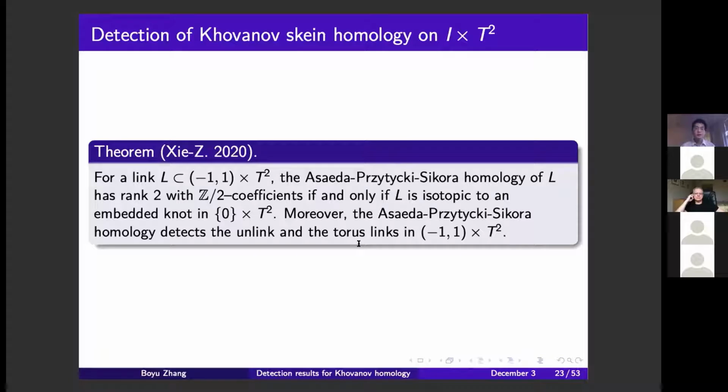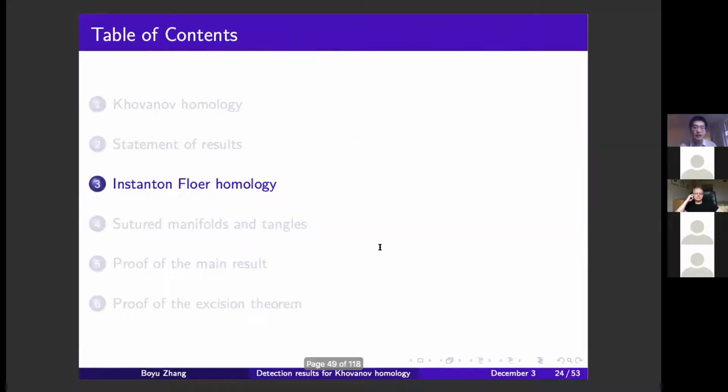Okay, so those were the statements of the main results. And now I'm going to move on to discuss some of the ingredients in the proof of the main result. In the discussion, I'll focus on the proof of the classification theorem for links with minimal Khovanov homology, because the other results follow from the same idea, except that they have different technical difficulties.